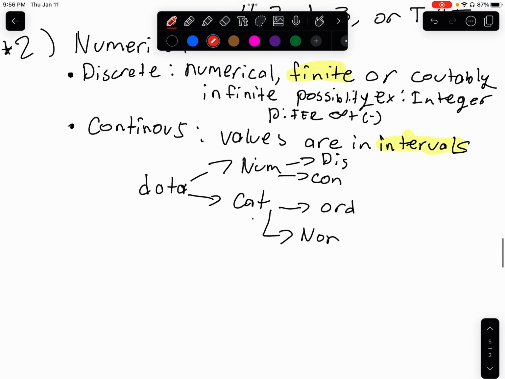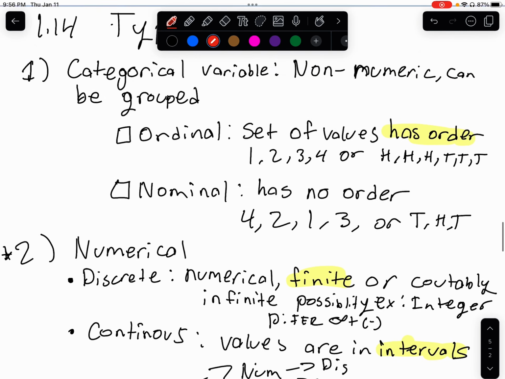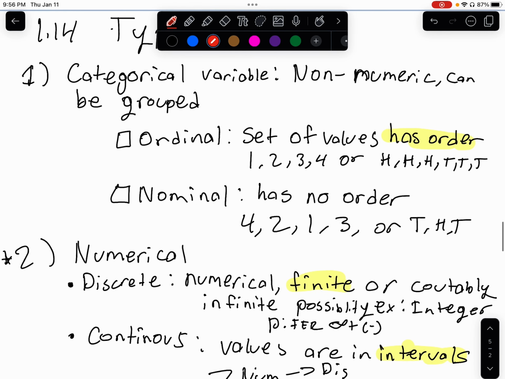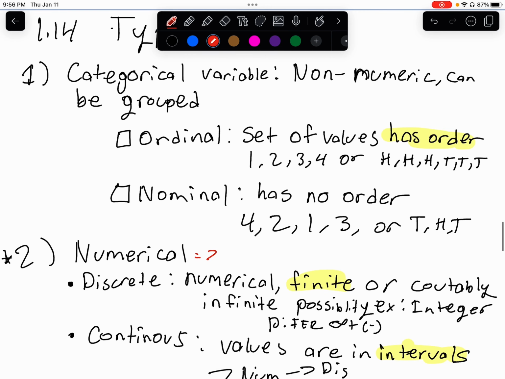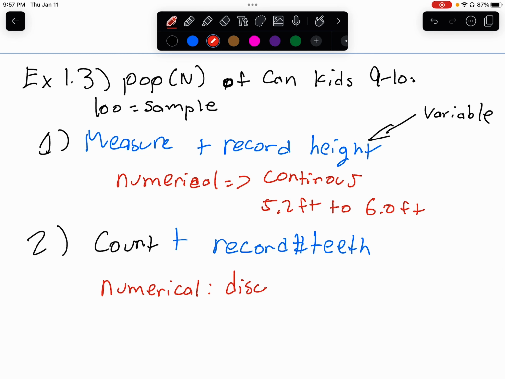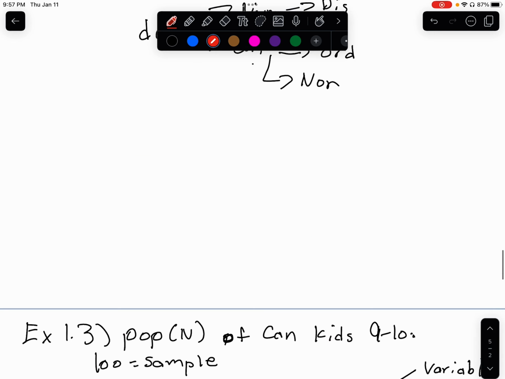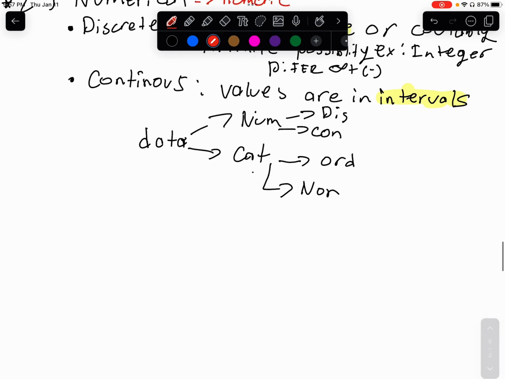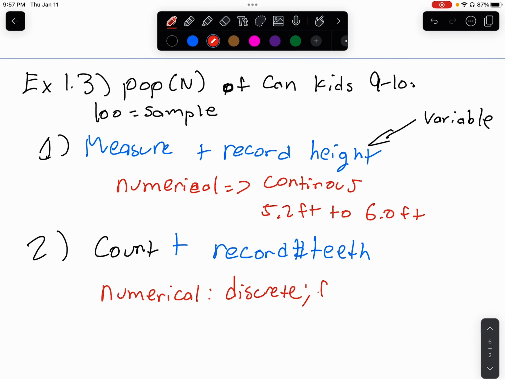But because remember in numerical, we're trying to find a numerical number, right? Add a note here, numeric, just so it's easier for you, easier for me. This is going to be discrete. Why? Because the values are finite. Right? You can only have a set number of teeth.